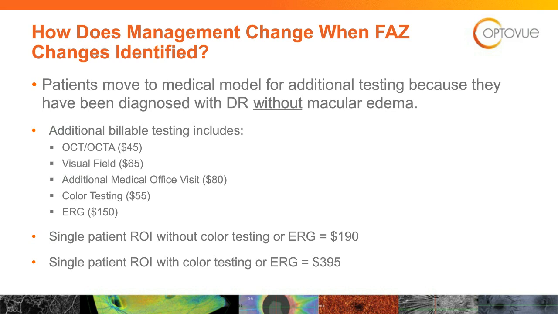But again, further testing and more close follow-up, I think, is going to be key. And the same thing is here. You look at that diabetic and you're not seeing any changes in the retina, but yet you're seeing an abnormally enlarged FAZ, or maybe you're seeing reduced vessel density. Maybe you consider a visual field. Maybe you're following the patient more closely, additional visits. Maybe you consider an ERG.